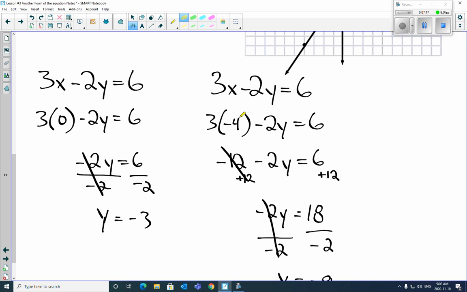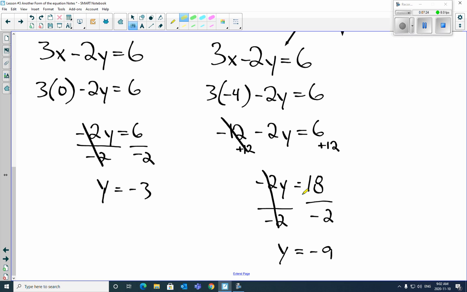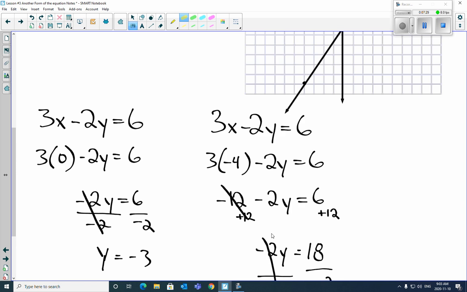Over here, we're plugging in negative 4. So 3 times negative 4 is our negative 12. We add 12 to both of these this time. So we end up with negative 2y equals 18. Divide both sides by negative 2. We end up with y equals negative 9. So there's our 3 points.